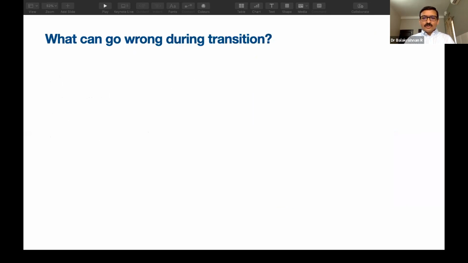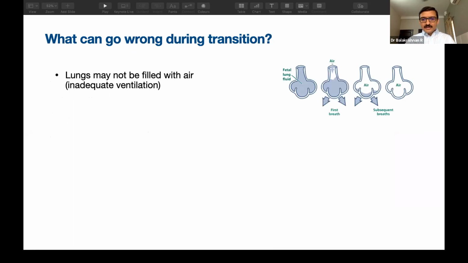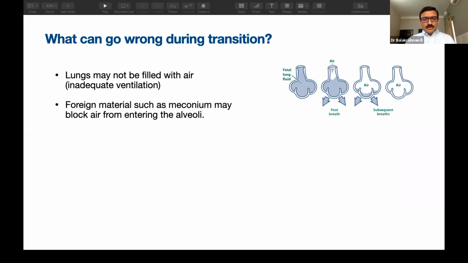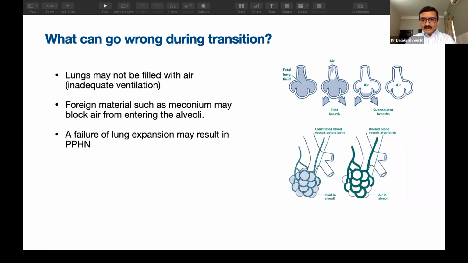So what can go wrong during this transition? The lungs may not be filled with air, which will result in inadequate ventilation and oxygenation. As you can see here, the lung fluid should go out and the air should replace it. Foreign materials such as meconium may block the air from entering the alveoli. A failure of lung expansion may cause persistent constriction of the pulmonary arterioles, resulting in pulmonary hypertension. And because of hypoxia and ischemia, it can result in hypotension.